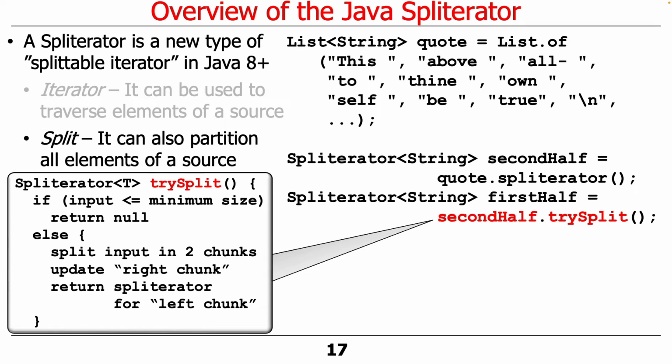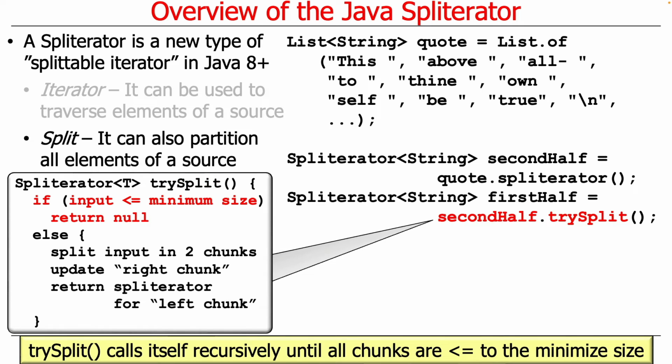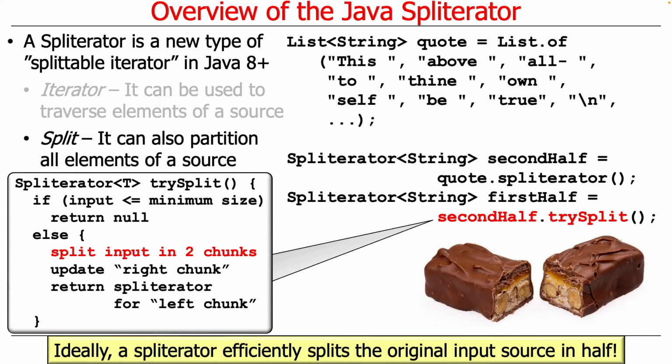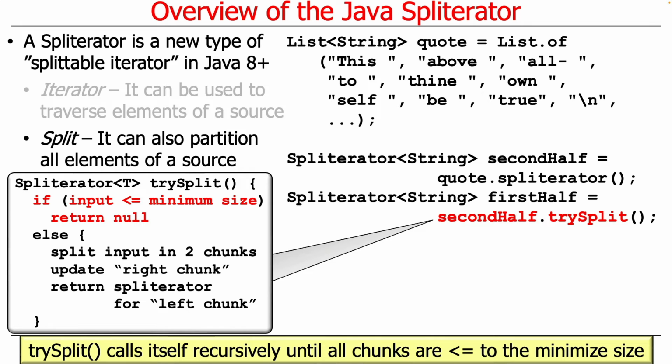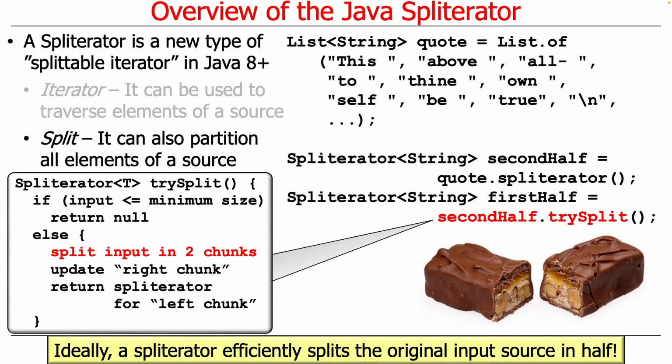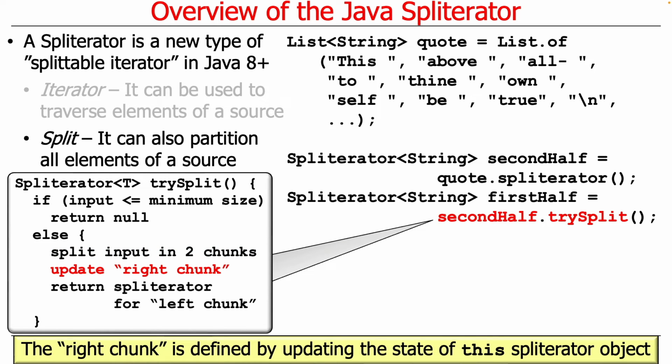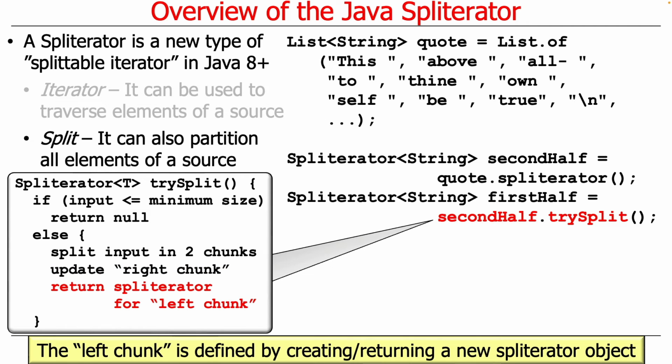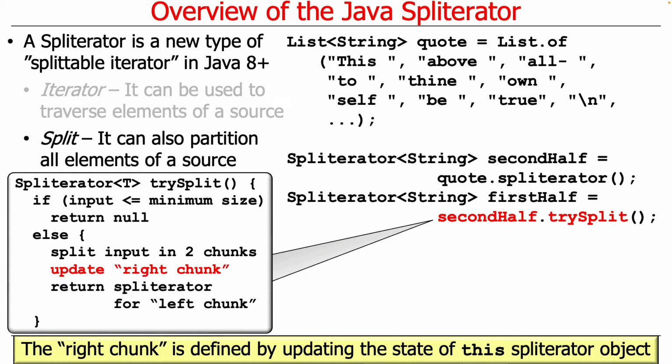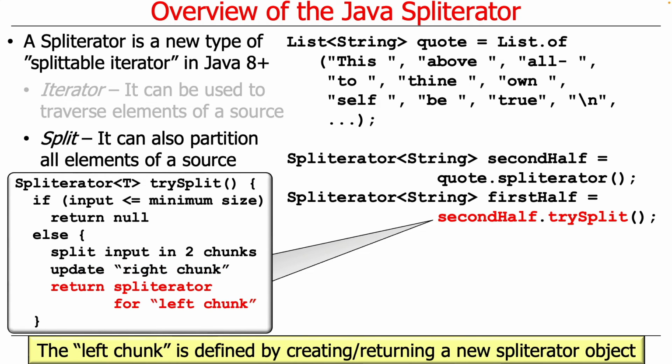So here's what trySplit does. If the input is less than or equal to some minimum size, return null, which says we're finished splitting. We have an atomic size element at this point. Otherwise, split the input up into two chunks. So we take the original input, and now we split it into two chunks. And the right-hand chunk is updated to skip over the left-hand side. And then we return a spliterator for the left chunk. So you get a new spliterator that covers the left-hand side, and the right-hand side is updated to only include the right-hand side of this. So now we've got the two chunks separated out.